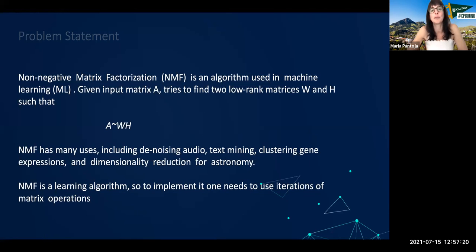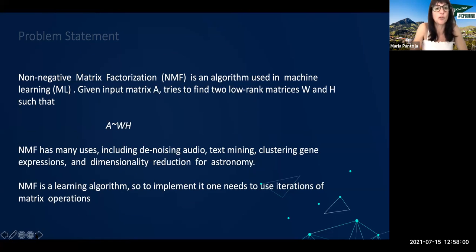Non-negative matrix factorization is an algorithm used in machine learning where an input matrix A is subdivided into two low-rank matrices, W and H, so that A is equal to W multiplied by H. Because there is no general solution to this problem, most algorithms provide an approximation, not a generic solution.